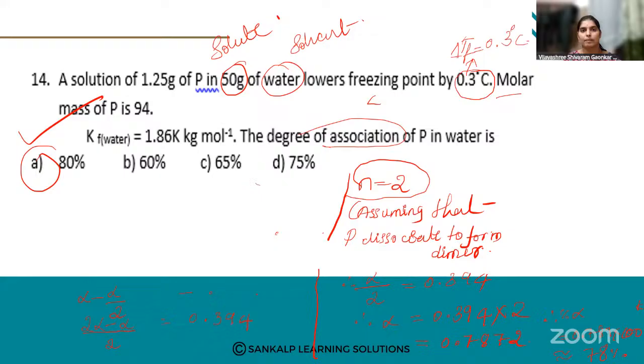Here you have to find the approximate value. It is not 75%, it should be 80%. 78% is very near to 80. That is why option A is the right answer.